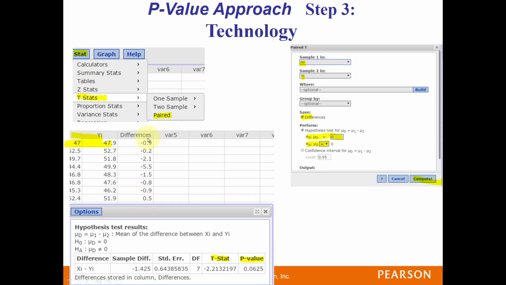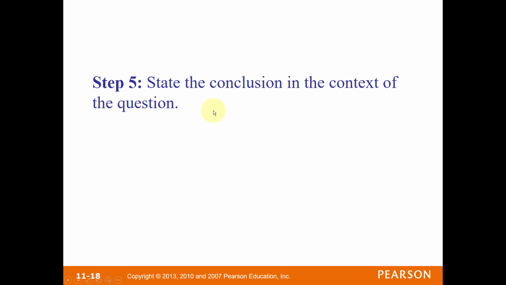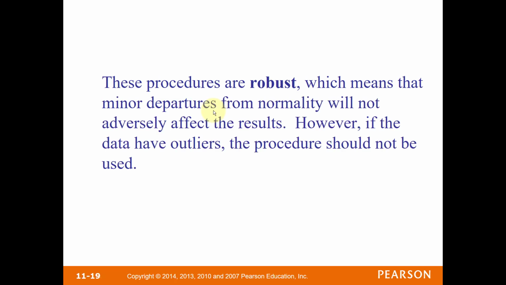Sometimes for the homework you need these differences because they want the mean or the standard deviation of these differences. And in order to get the mean and standard deviation of these differences, you would just go to Stat, Summary Stats, Columns like you did in Chapter 3 and choose mean and standard deviation. Here's your p-value. Here's your test statistic. As always, if the p-value is less than or equal to alpha, reject the null. If it's greater, fail to reject. Then state the conclusion in the context of the question.